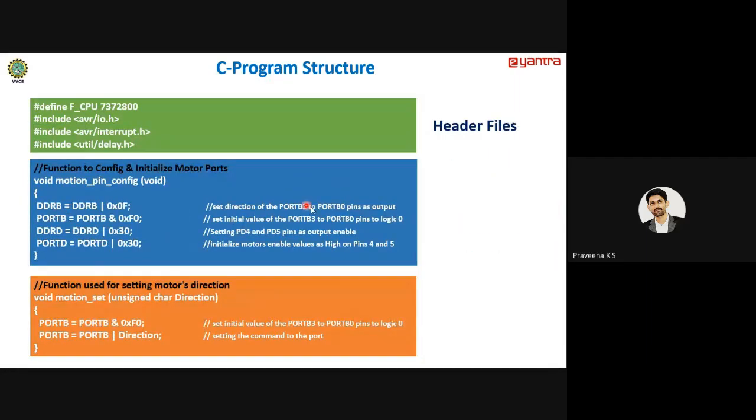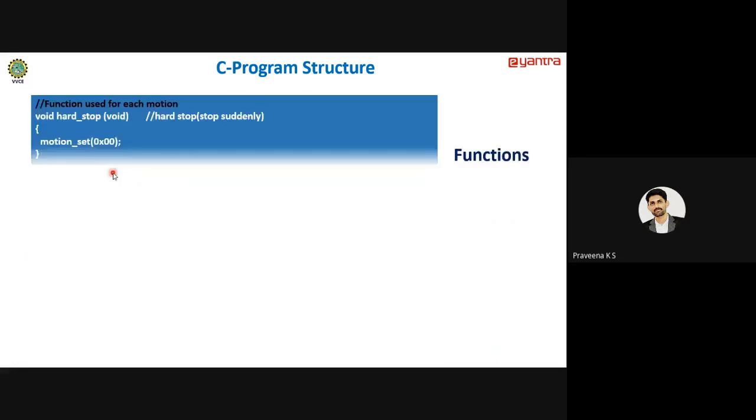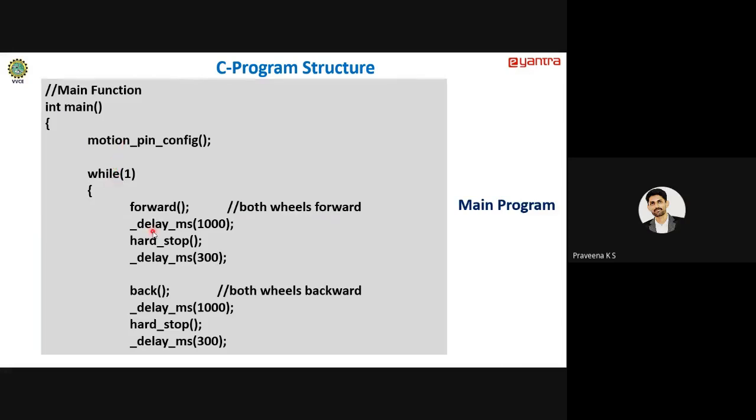See, you have to set the direction, then set the pins to 0 initially, then enable the ICs. So all these will execute. This is the function I have called there. Once it is done, next, in the while loop, which is a continuous loop, I can call all the different directions. So here, the first one I have called is forward.